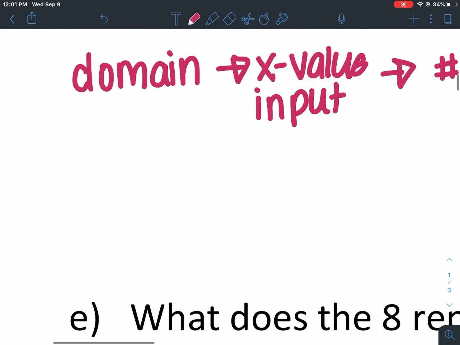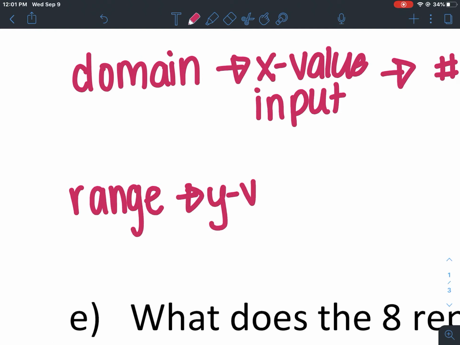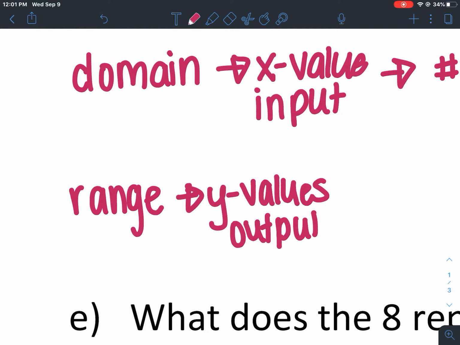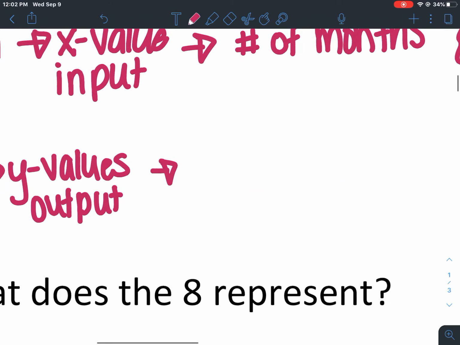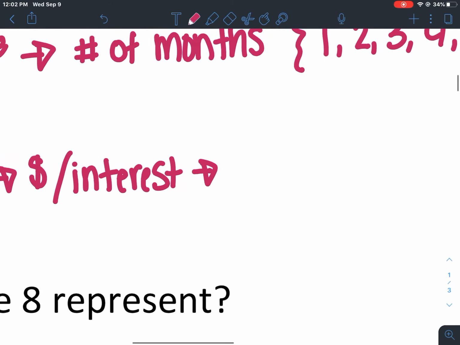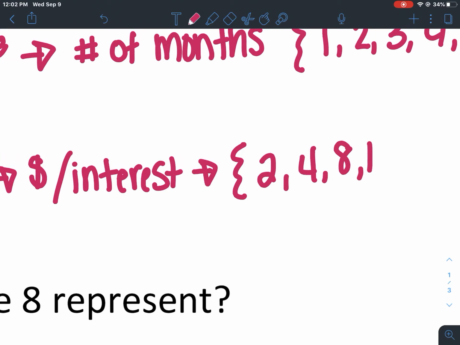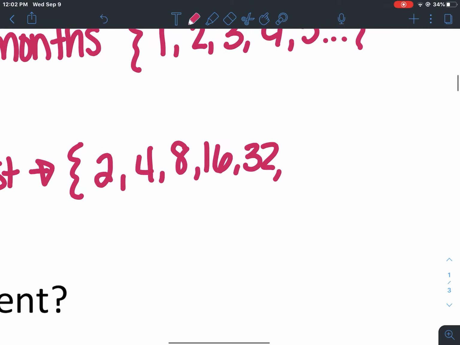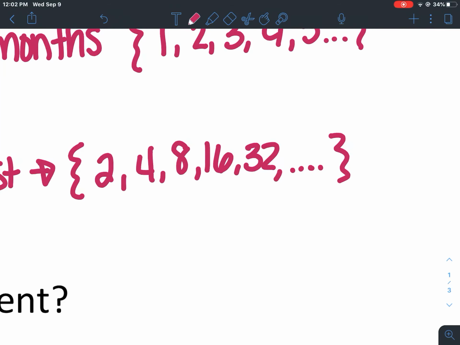And then our range will be our y values or our output, however you want to think of it. And this was our money, or our interest. I think I spelled that wrong. Interest. Okay. And getting specific, that was $2, $4, 8, 16, 32, and so on and so forth.